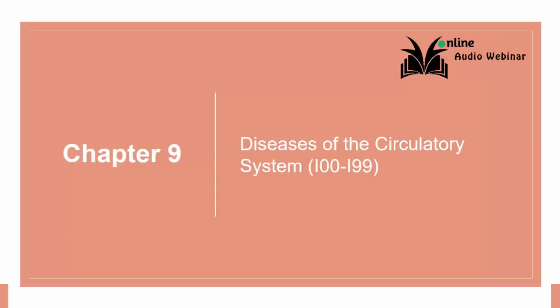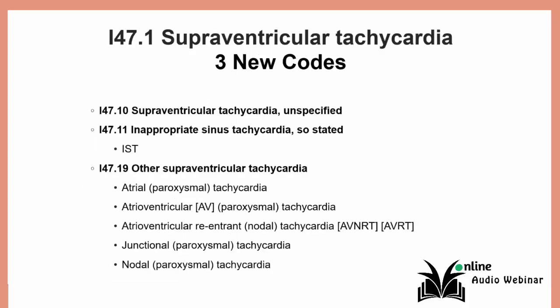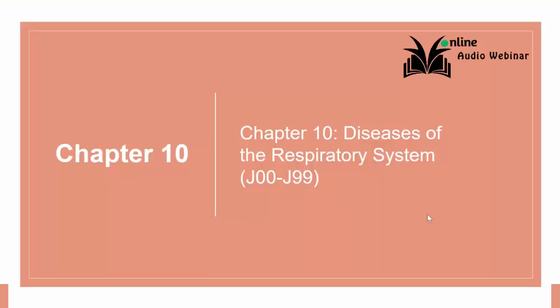Chapter 9, diseases of the circulatory system, I00 to I99. I20.8, other forms of angina pectoris. I47.1, supraventricular tach, has 3 new codes. Okay, venous insufficiency, I87.2. Chapter 10, diseases of the respiratory system, J00 to J99.